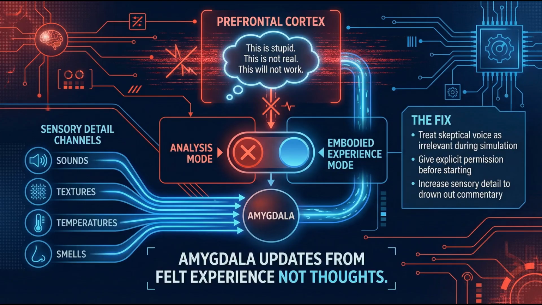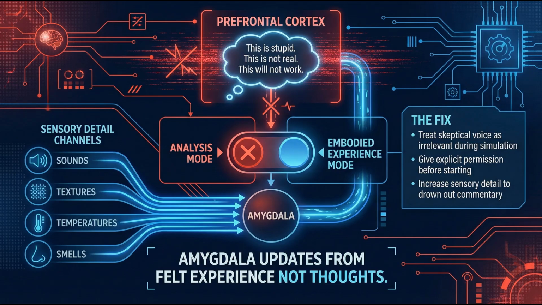Failure mode 4, cognitive interference. This is when your analytical mind interrupts the simulation. You start imagining the scenario and a voice says, "This is stupid, this isn't real, this won't work." That voice is your prefrontal cortex running interference on an emotional process. And it's killing the simulation's effectiveness because it's pulling you out of the embodied experience and back into abstract cognition.